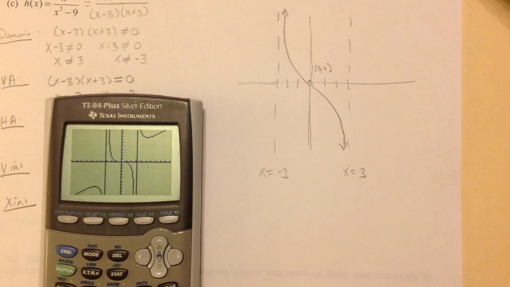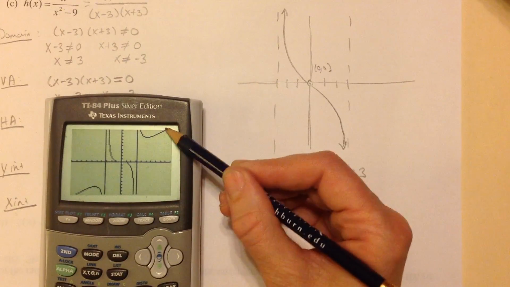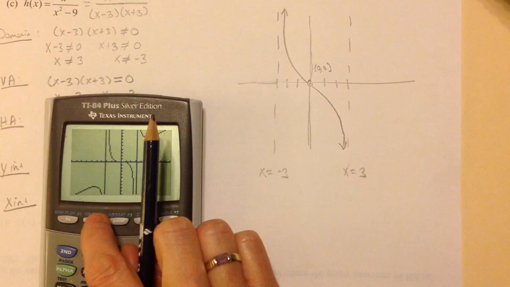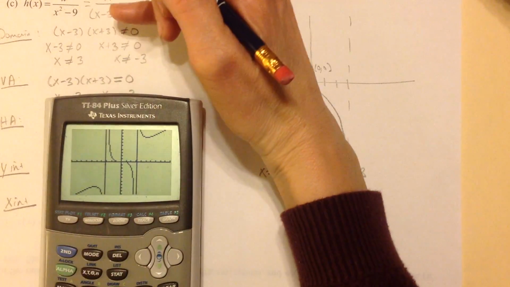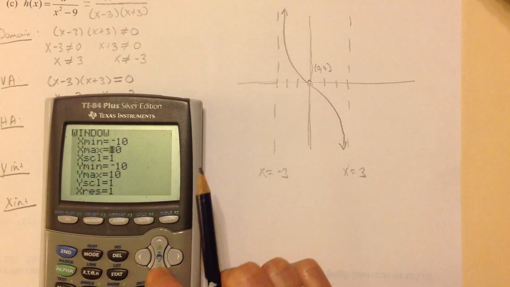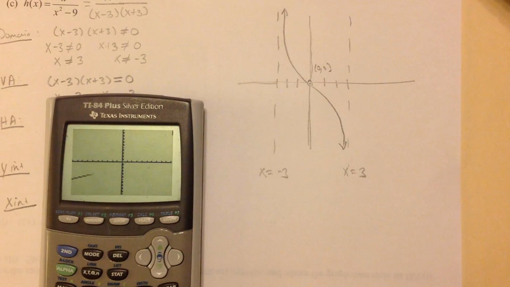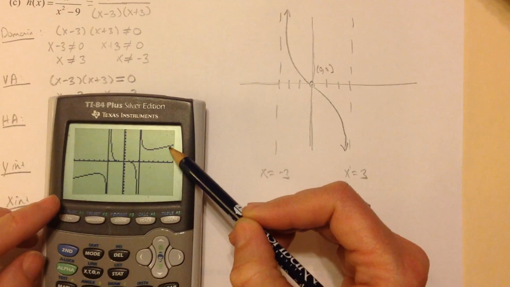Okay, now, there was no horizontal asymptote. I can see pieces of my other 2 portions of the graph. I'm going to change my window just a little bit to see a little bit more. So I want to see a little bit higher and lower. So instead of going negative 10 to 10, let's go negative 20 to 20. Okay, and that just gives me a little bit more to see.